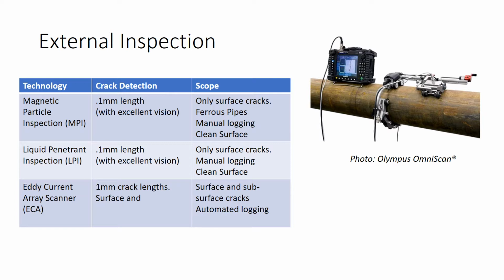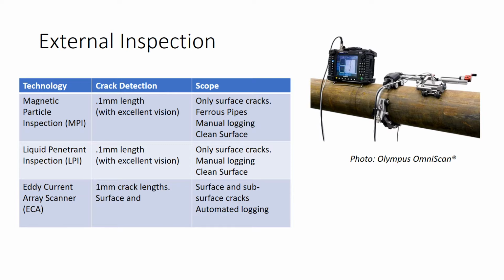Both MPI and LPI are very dependent on the skill of the technician interpreting the results and the resolution of the naked eye. The smallest flaw a person with excellent vision can detect is around 1/10 of a millimeter. Still, this is much better than the ultrasonic pig. Neither MPI nor LPI have good depth perception and are limited to cracks on clean surfaces.